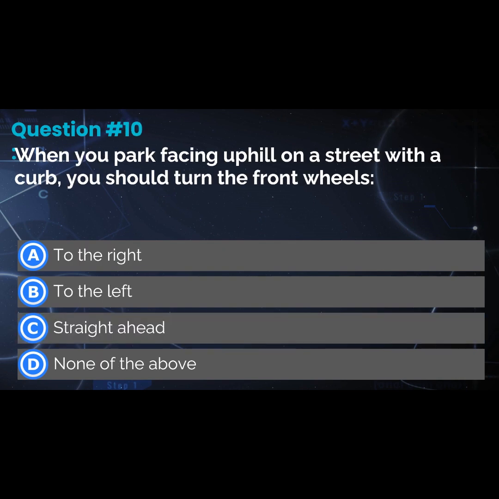Question 10. When you park facing uphill on a street with a curb, you should turn the front wheels A. To the right. B. To the left. C. Straight ahead. D. None of the above. The correct answer is B. To the left.